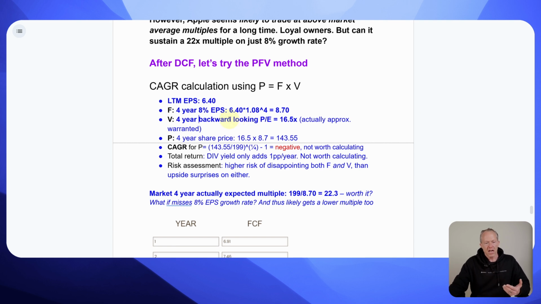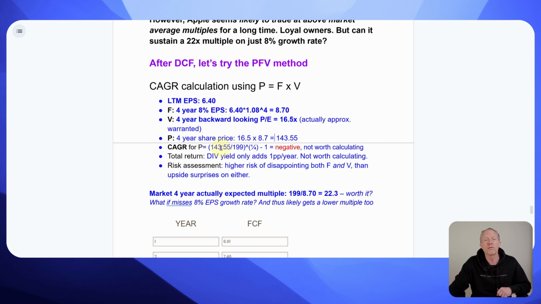And then using a 4-year backward-looking warranted price earnings level of 16.5. So that is what I think is actually approximately warranted for 8% EPS growth. That's what we should expect the average company on the market to grow by. And then calculating the future warranted share price as 16.5 times 8.7, we arrive at $143.55 per share in 4 years. 4 years from now, we will get there from the current 199.